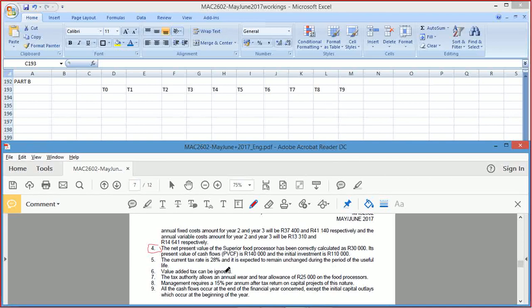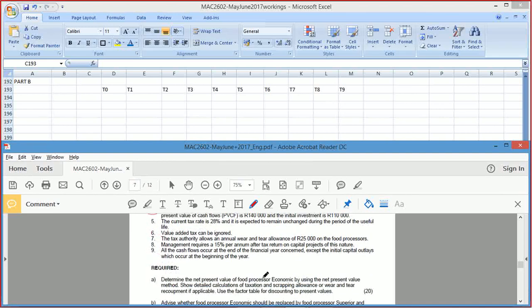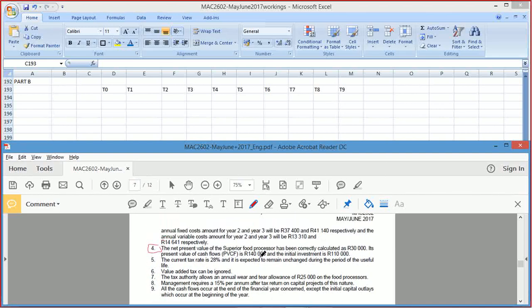Current tax, 28%, is expected to remain unchanged over its useful life. Value-added tax is ignored. Tax authority allows wear and tear. So wear and tear of 25,000 on the food processors. Management requires 15% per annum after tax return on the capital. That's your rate, your discount rate. All the cash flows occur at the end of the financial year concerned, except the initial capital outlay. Is that it? Yeah, that's it. So all we need to do is look at all the different changes.